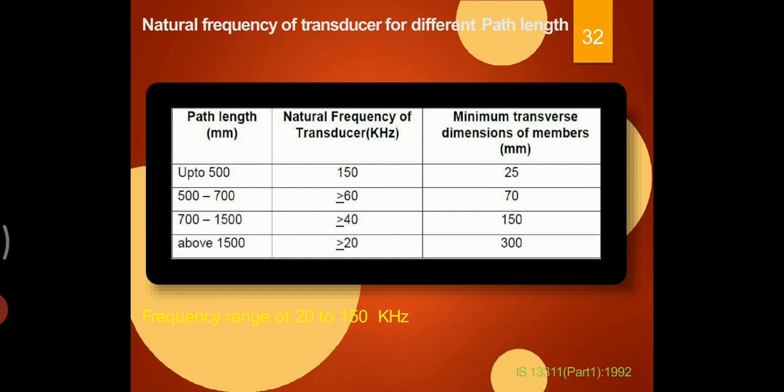These values are then compared with standard data. The natural frequency of the transducer that we are using is 150 kHz, transmitting waves at this frequency. Then the minimum transverse dimension is 25 mm, then 500 to 70 mm. So like that we take different frequencies and their ranges.